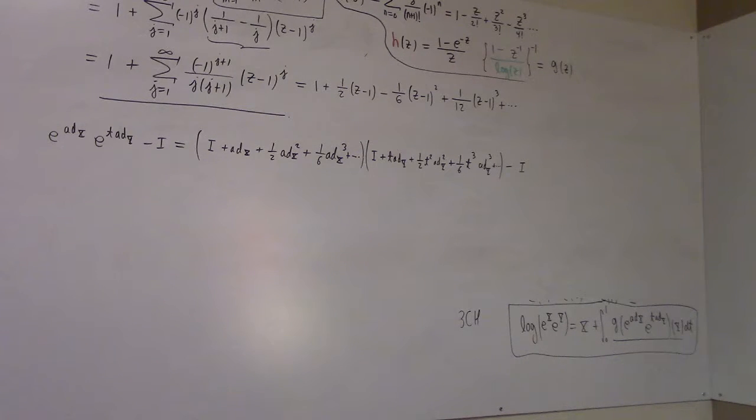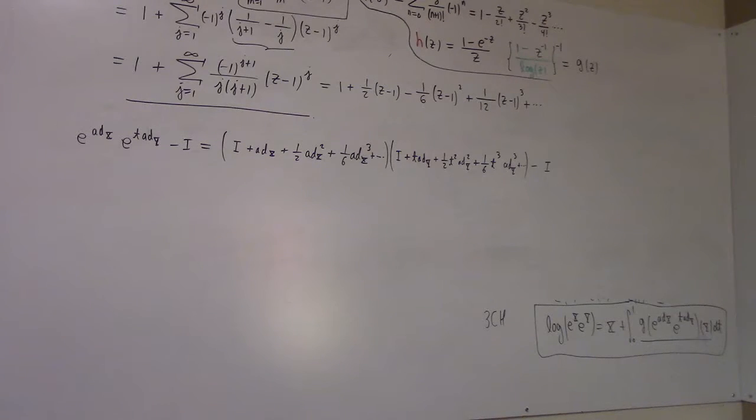So we're eventually going to plug it into what we have up there, which is this series in terms of z minus 1, a sum of powers of z minus 1. So we're going to do powers of e to the ad x, e to the t ad y minus 1.